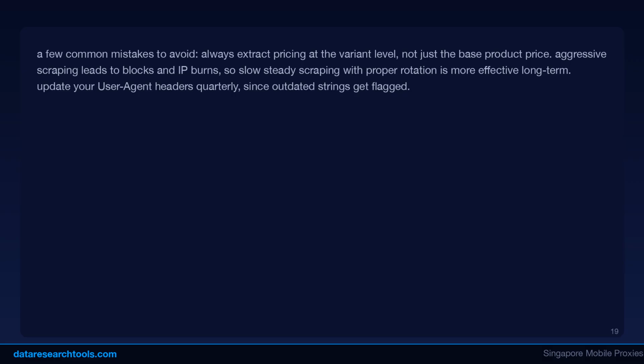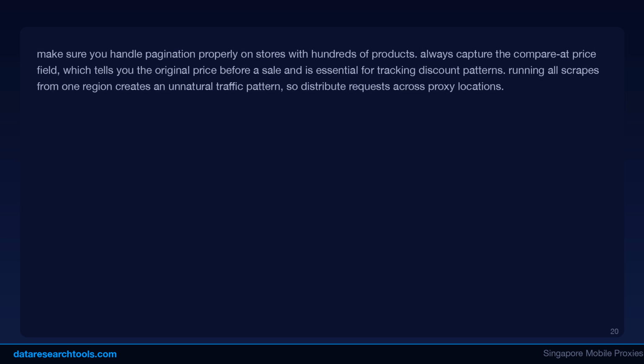A few common mistakes to avoid. Always extract pricing at the variant level, not just the base product price. Aggressive scraping leads to blocks and IP burn, so slow, steady scraping with proper rotation is more effective long term. Update your user agent headers quarterly, since outdated strings get flagged. Make sure you handle pagination properly on stores with hundreds of products.